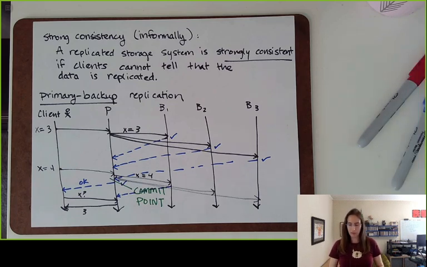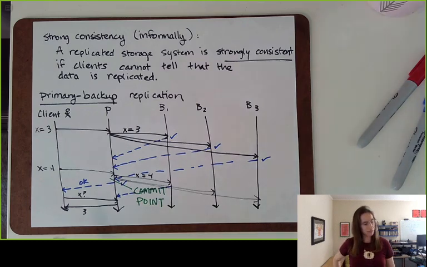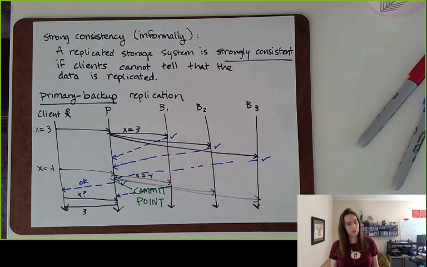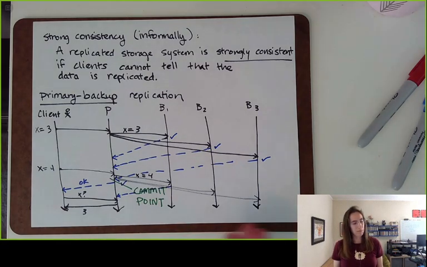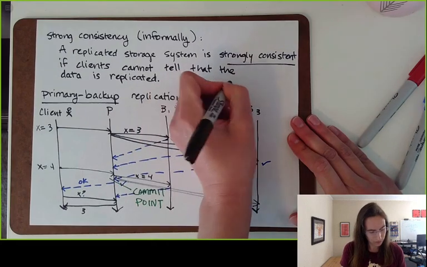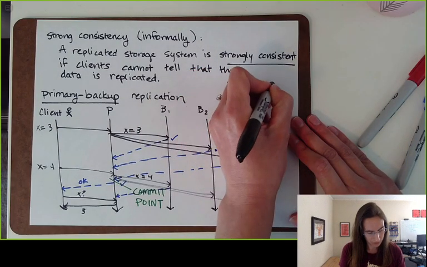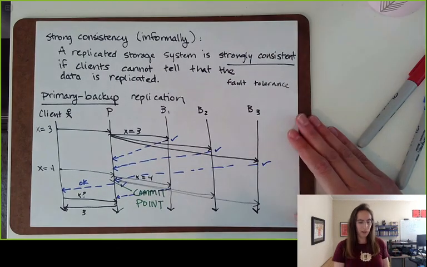Well, the primary is kind of a bottleneck, right? We listed three reasons for wanting to do replication. So there was fault tolerance, there was dividing up the work, and there was locality. So how does primary backup do on each of these things? Well, fault tolerance, it's doing pretty well, right?